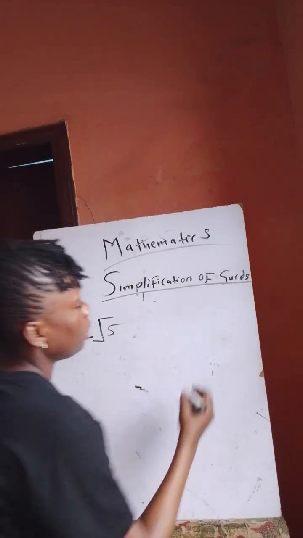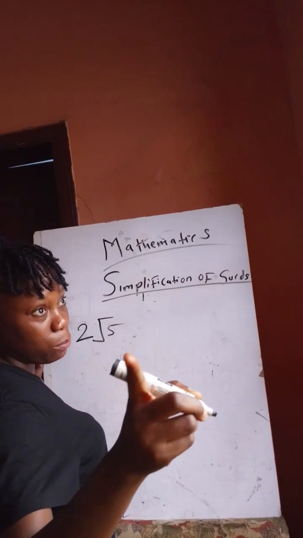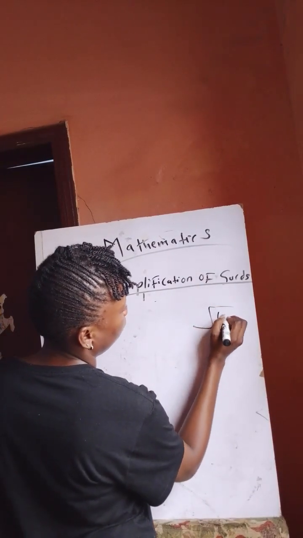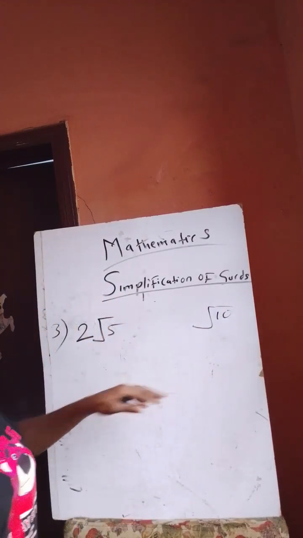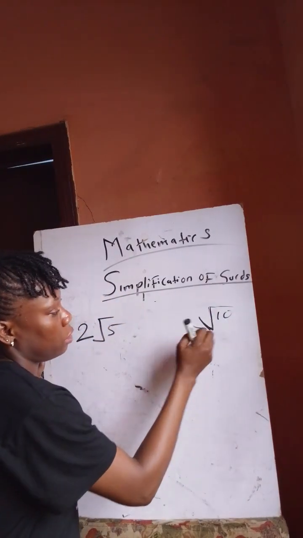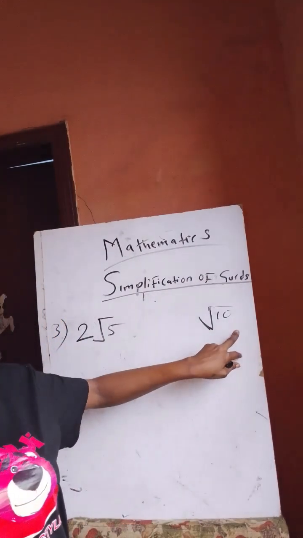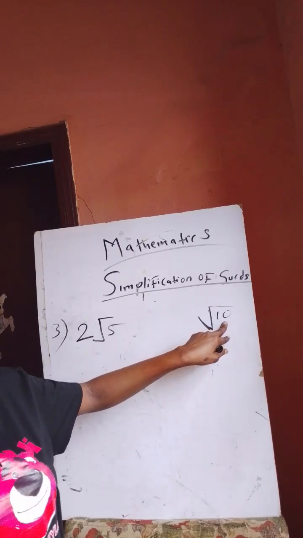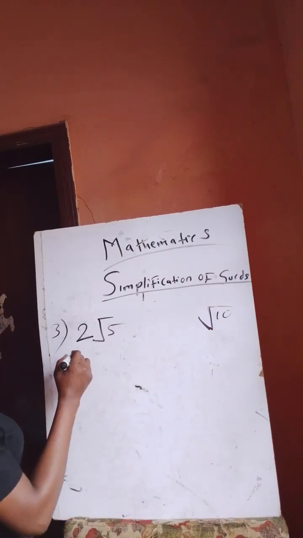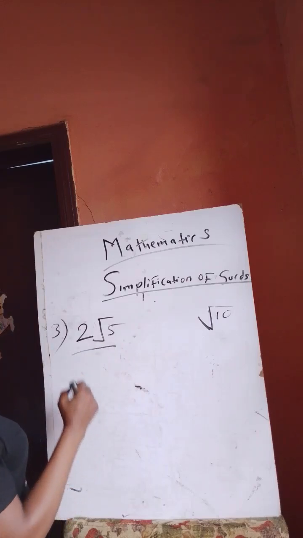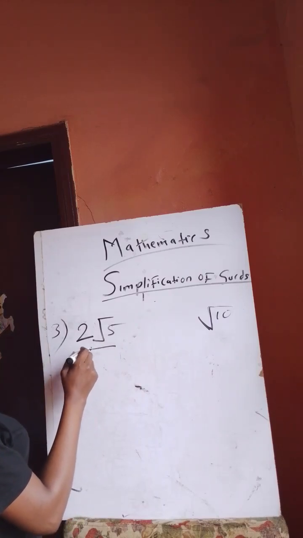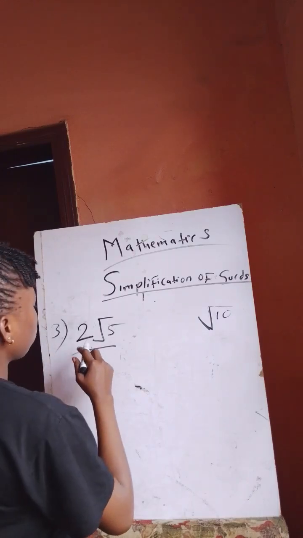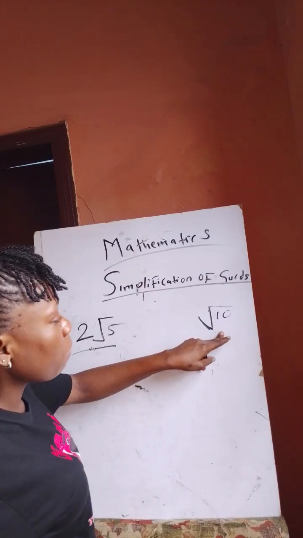Don't forget that we solve something like this, for example, root 10. When we solve something like this, they expect us to simplify our answer like this. And now they are giving us something like this, and they expect our answer to be in this form.